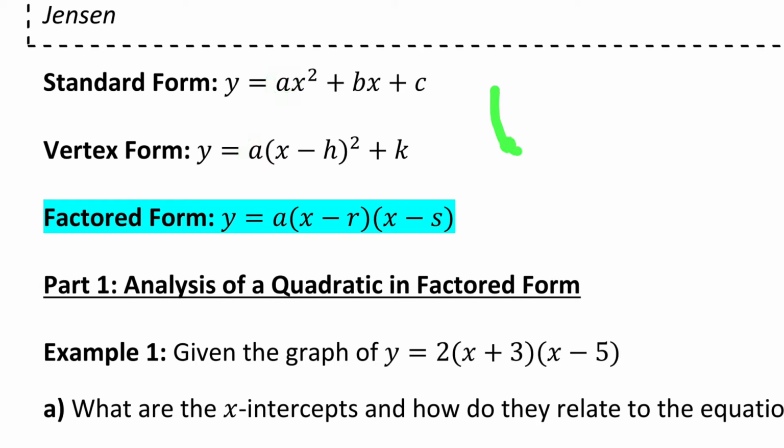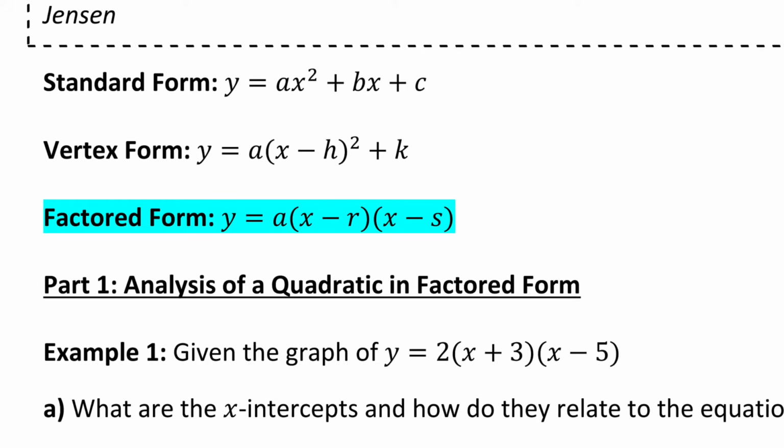If a is positive, the parabola opens up. If a is negative, the parabola opens down. But in this lesson, we're going to focus on factored form. And this third format we can write quadratic equations in is very important because these parameters r and s tell us about a very important property of quadratics.